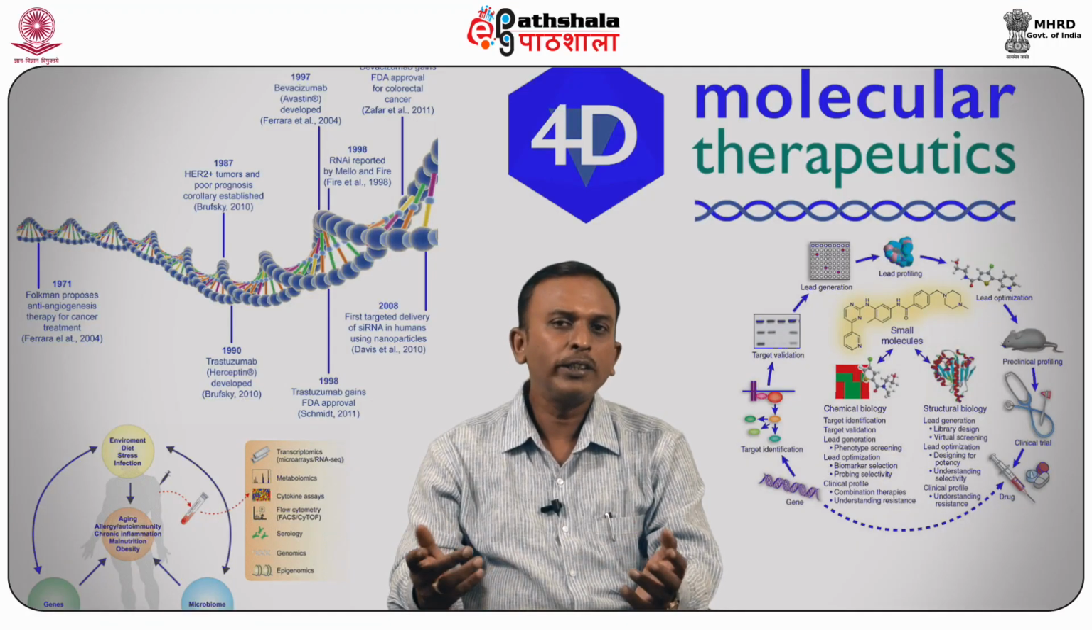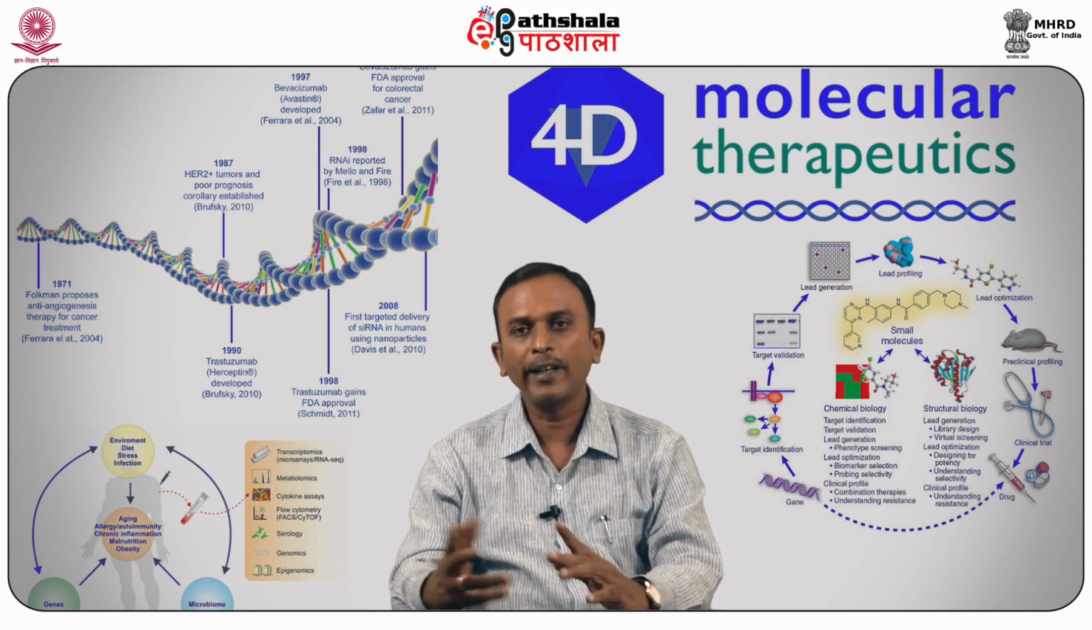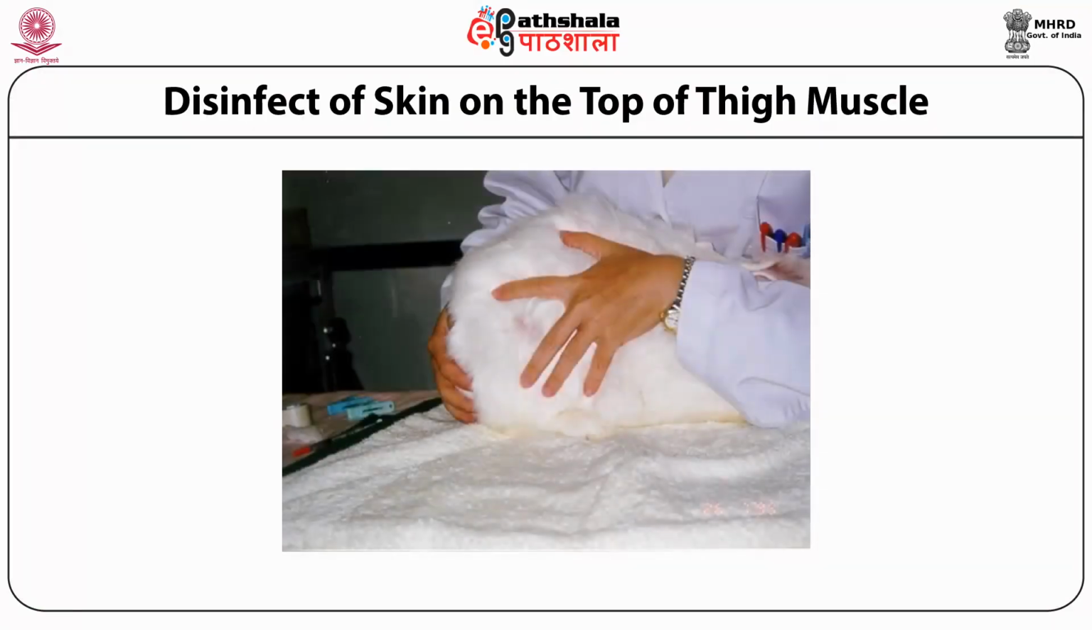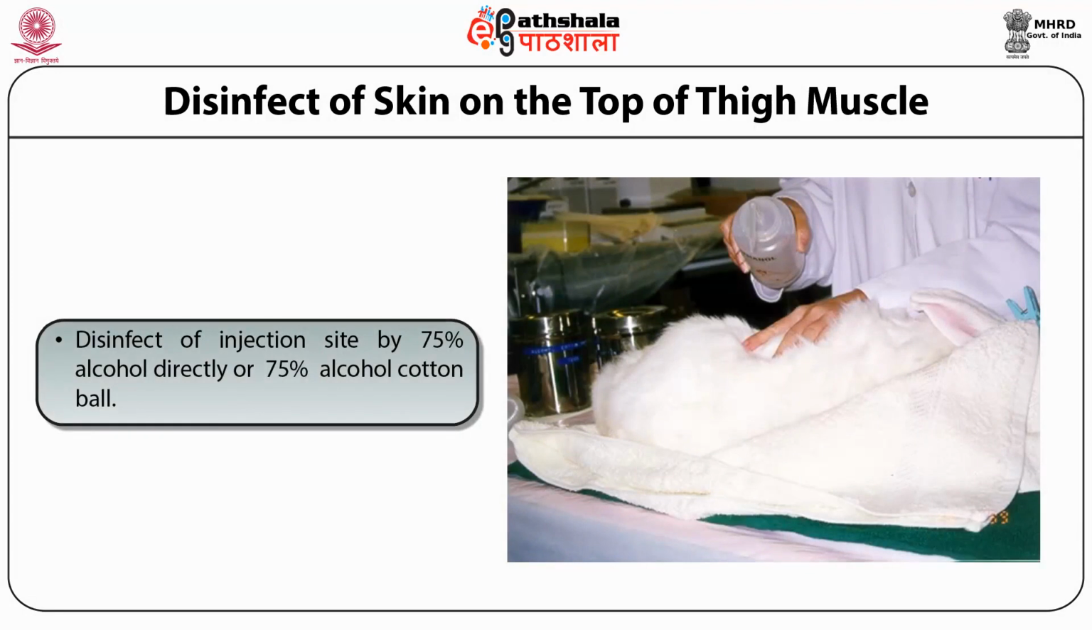The common intramuscular injection in rabbit is mostly done to administer antibiotics, tranquilizers, or anesthetic agents before we want to do any procedures in rabbits. This is a picture showing how you disinfect the skin on top of the thigh muscles before giving any injection to the rabbits. See, the area is disinfected with 75% alcohol, and a ball of cotton is usually used to disinfect clearly.